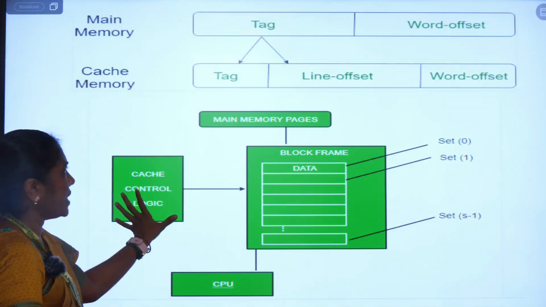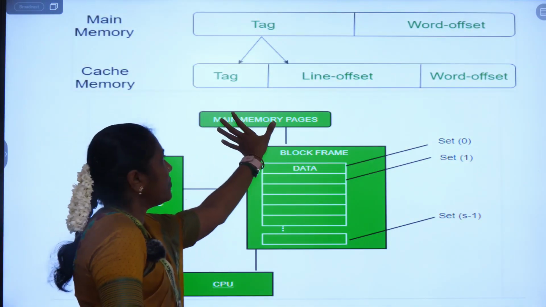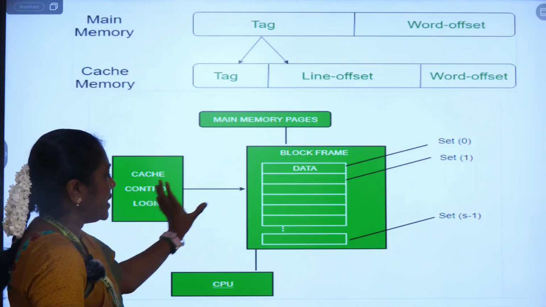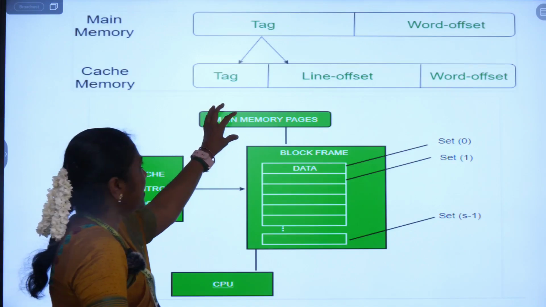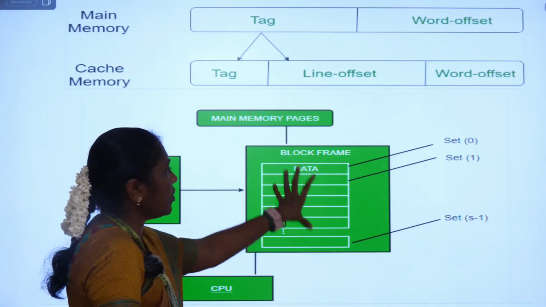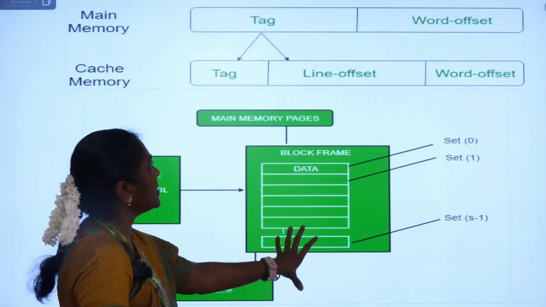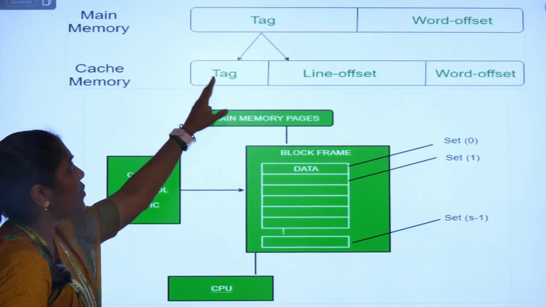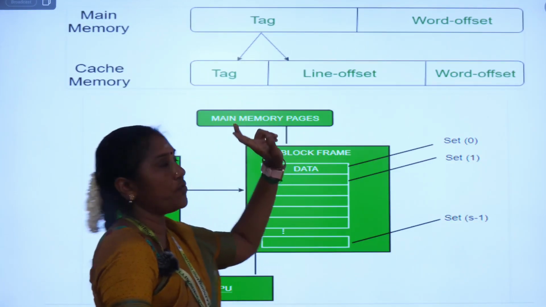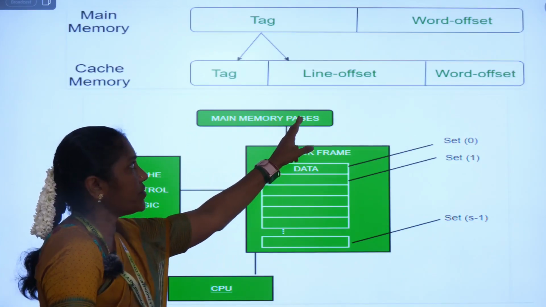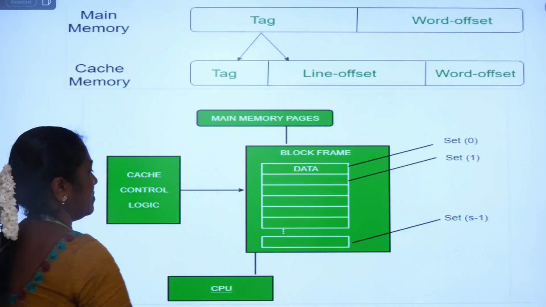Here we have the cache control logic, and this one is referred to as the main memory pages, and this is how the cache control logic transfers the content from the main memory to the cache memory. In the cache memory, we are going to have the memory as sets. So representing the address, for the main memory we are using tag and word offset, whereas for the cache memory we are using tag, line offset and the word offset.